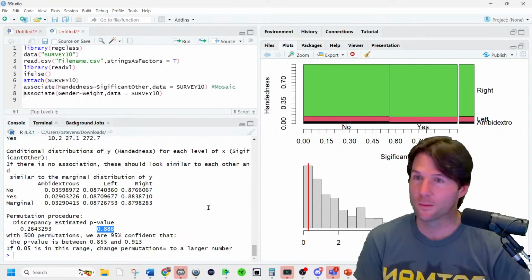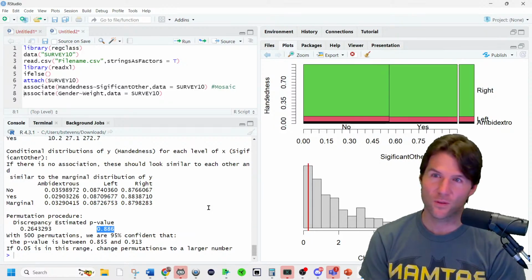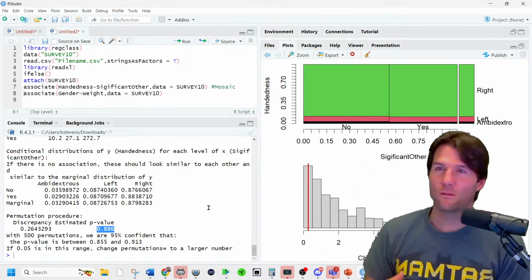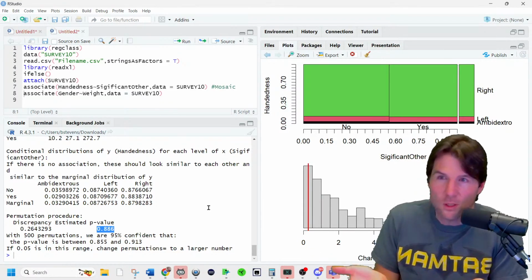They're just likely by random chance. I don't think there's real differences here. I think all the differences you're seeing are just, you know, you collect a bunch of data and sometimes there's a little bit of differences.